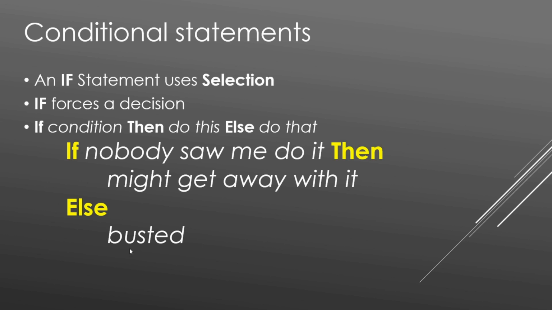So I've got a little example for you here in just plain English. If nobody saw me do it, then I might get away with it, else you've been caught. So there are two states if you've done something wrong. You're either caught and you're busted, or you've gotten away with it.